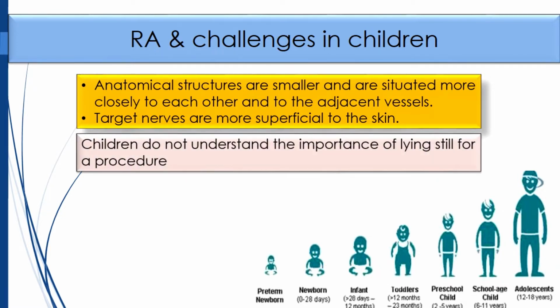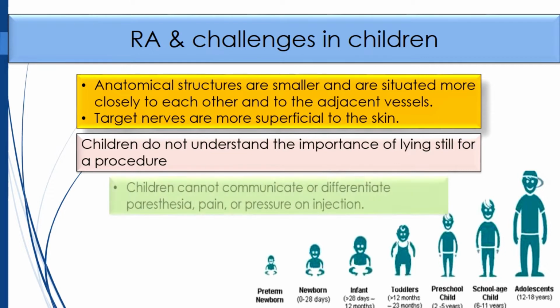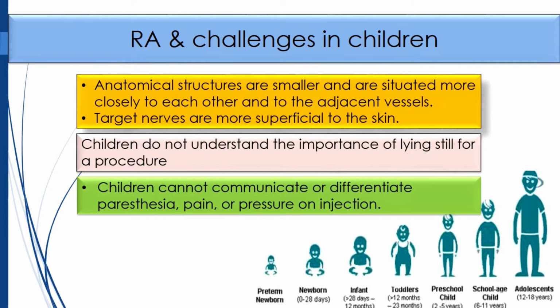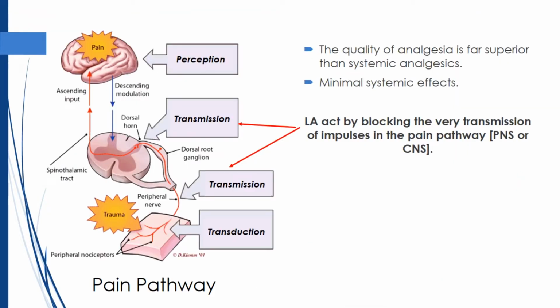Children do not understand the importance of lying still for a procedure and they cannot communicate or differentiate paresthesia, pain, or pressure on injection. Despite these challenges, we are looking out for ways and means to provide an RA technique for pediatrics, as a local anesthetic acts by blocking the very transmission of impulses in the pain pathway either in the peripheral nervous system or in the central nervous system.